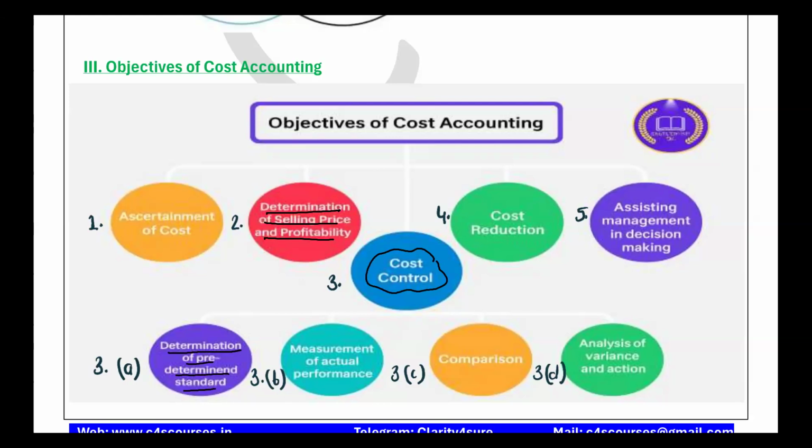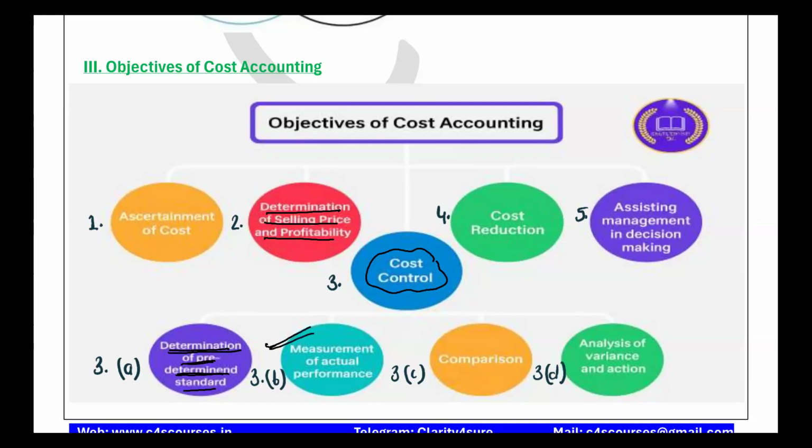For cost control, they need to understand the third step: after having their selling price judged and profitable, they have counted. Now, once they want to present in the market, they need to first check the cost control also. The first step in cost control is determination of predetermined standard. A standard has been set for the burger. Say Burger King is selling at 60 rupees, so they also need to know KFC is selling at 80. They need to know what standard has been predetermined, right?